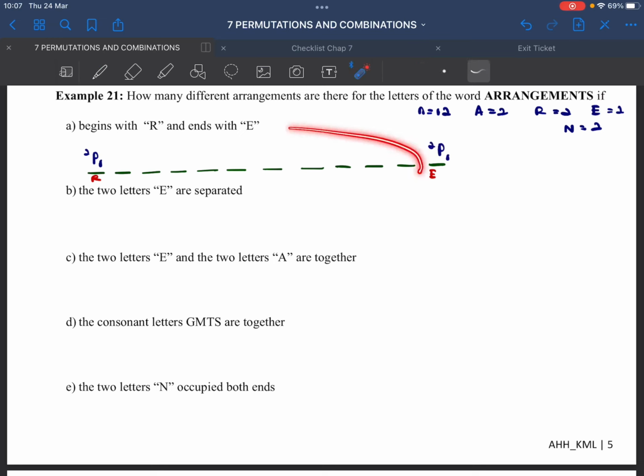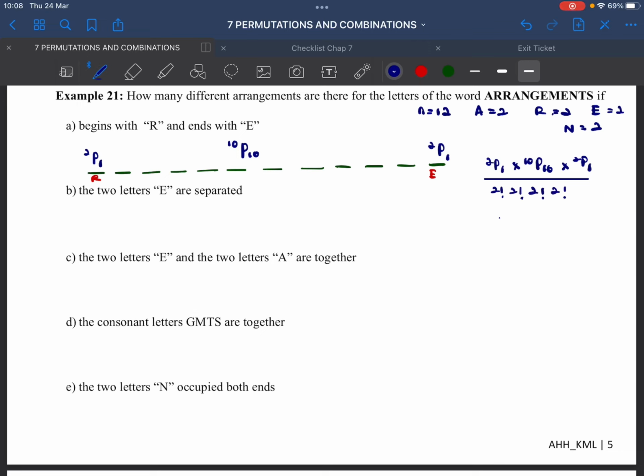Okay, so the rest dekat sini. Ada lagi berapa huruf yang kamu ada? Okay, kamu ada 12 huruf. Kamu tolak 1, tolak 1, ada 10 huruf. Nak letak dekat 10 tempat. So that's gonna be 10P10 lah, ataupun 10 factorial pun boleh juga. So now let's arrange 2P1 darab 10P10 darab 2P1. Okay, jangan lupa ada repeated object dekat sini, and that's gonna be 1, 2, 3, 4. 2 factorial, 2 factorial, 2 factorial, 2 factorial. Okay, masuk dalam calculator. You supposedly get 907,200.